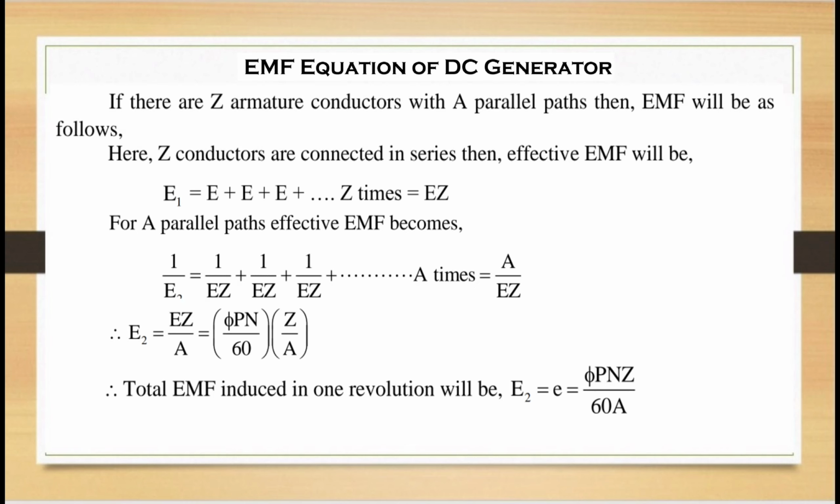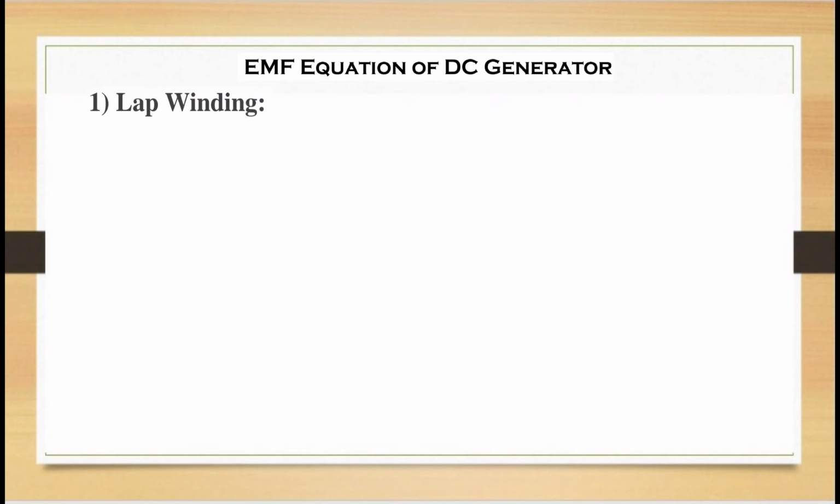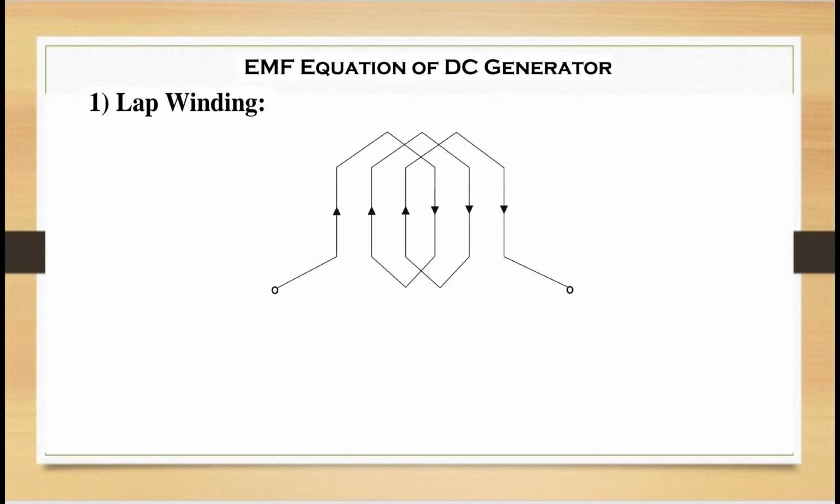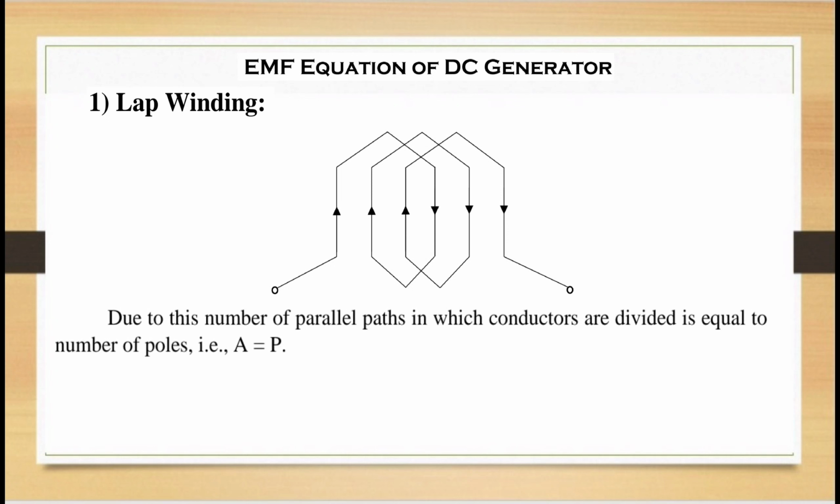Now armature conductors are connected in a specific manner to form the armature winding. This winding has two major types. One is lap winding. In this type of winding, the connections overlap each other as the winding proceeds, as shown in the figure. Due to this, the number of parallel paths in which conductors are divided is equal to the number of poles present in a DC generator. That is, big A equals P. Therefore, the EMF equation for lap winding will be E equals phi N Z by 60.